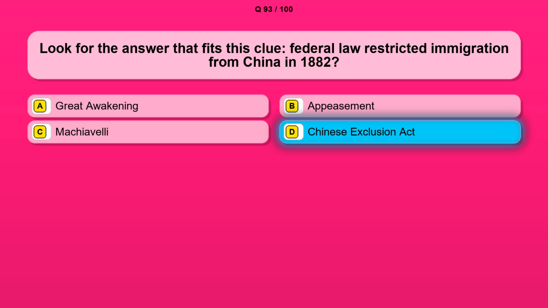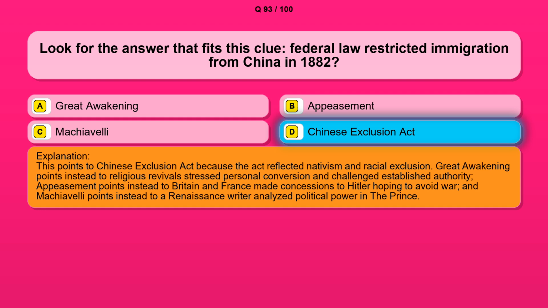The correct answer is option D, Chinese Exclusion Act. This points to Chinese Exclusion Act because the act reflected nativism and racial exclusion. Great Awakening points instead to religious revivals, stressed personal conversion and challenged established authority. Appeasement points instead to Britain and France made concessions to Hitler hoping to avoid war, and Machiavelli points instead to a Renaissance writer analyzed political power in The Prince.